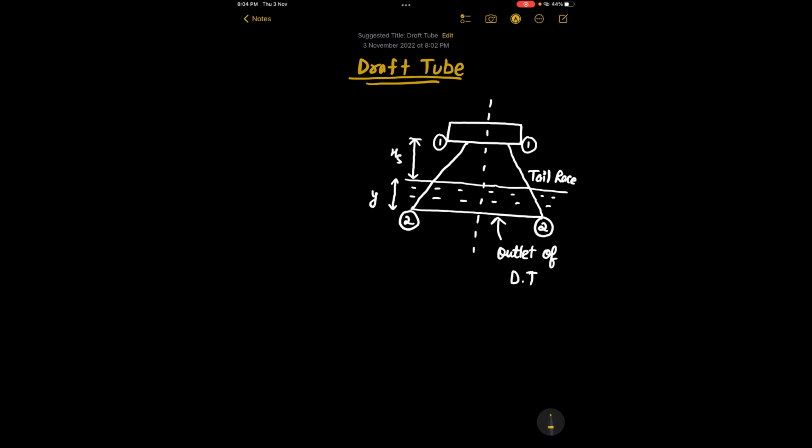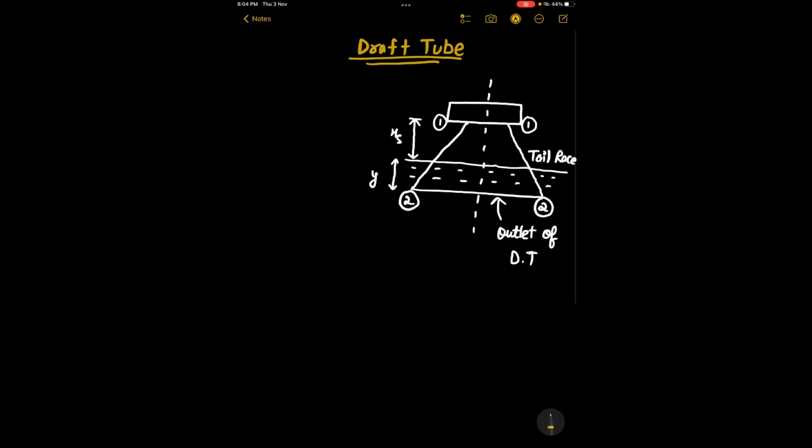So now let's discuss the draft tube. So this is a draft tube in front of you. So this is a turbine. Section 1 is the turbine outlet, and this is the outlet of the draft tube, and this level is the tail race level. So now what is the function of the draft tube?